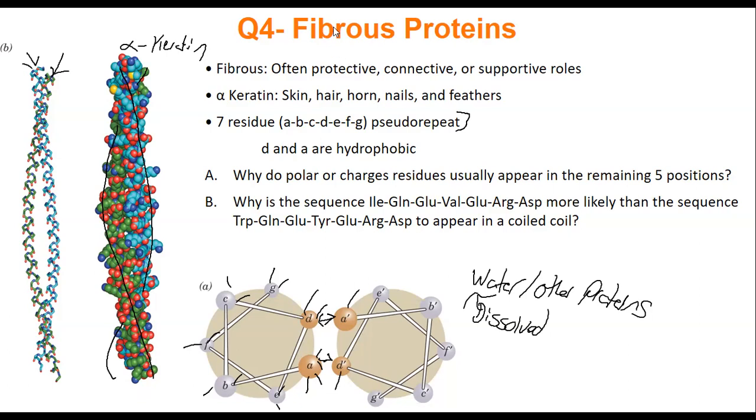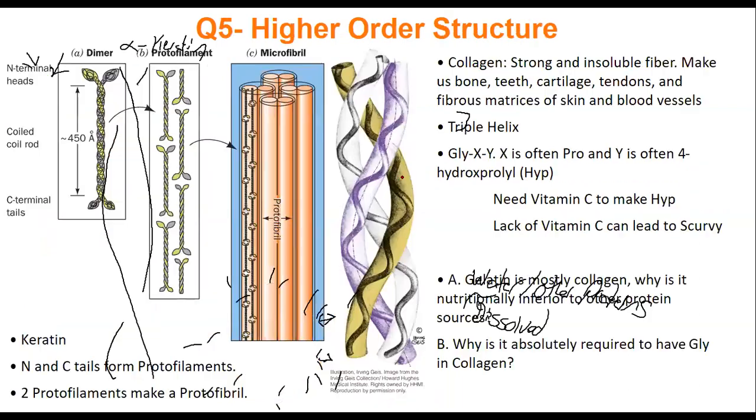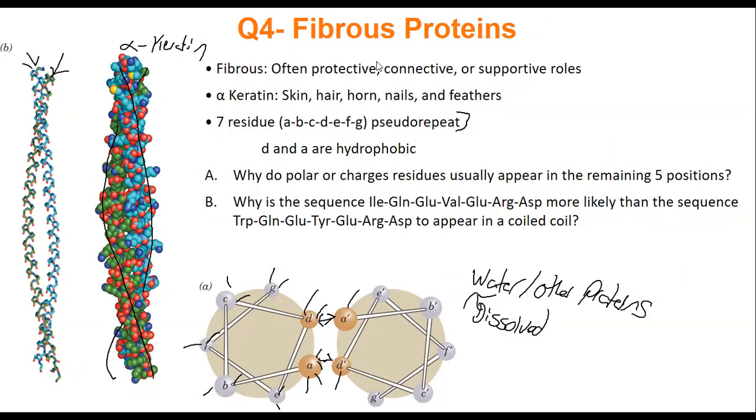So for B, which of the two sequences will form this alpha keratin better? Sequence number 1 or sequence number 2? Who knows their amino acids? Who can look at the 3-letter code and determine what amino acid it is?